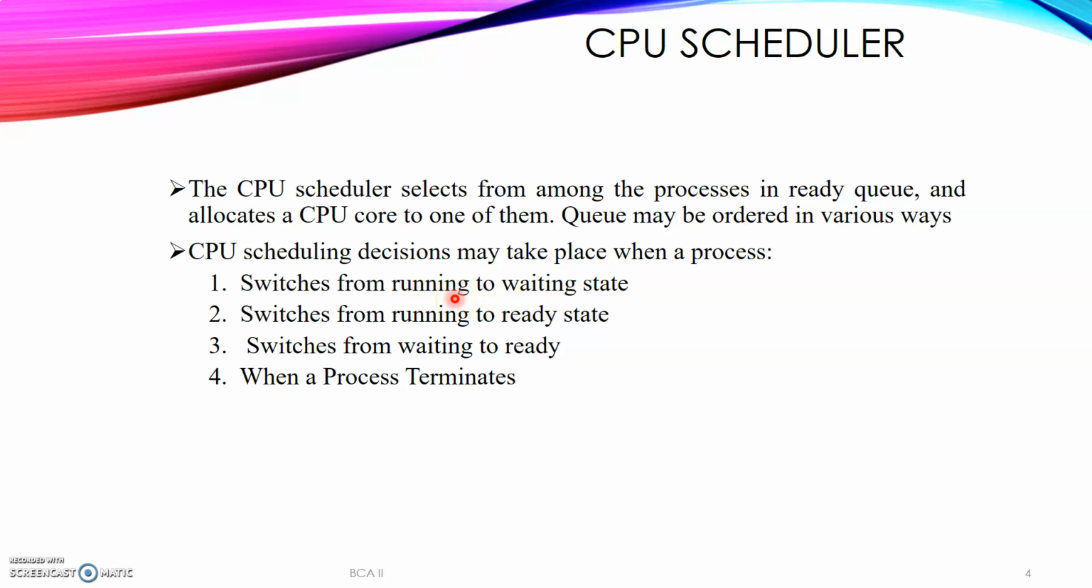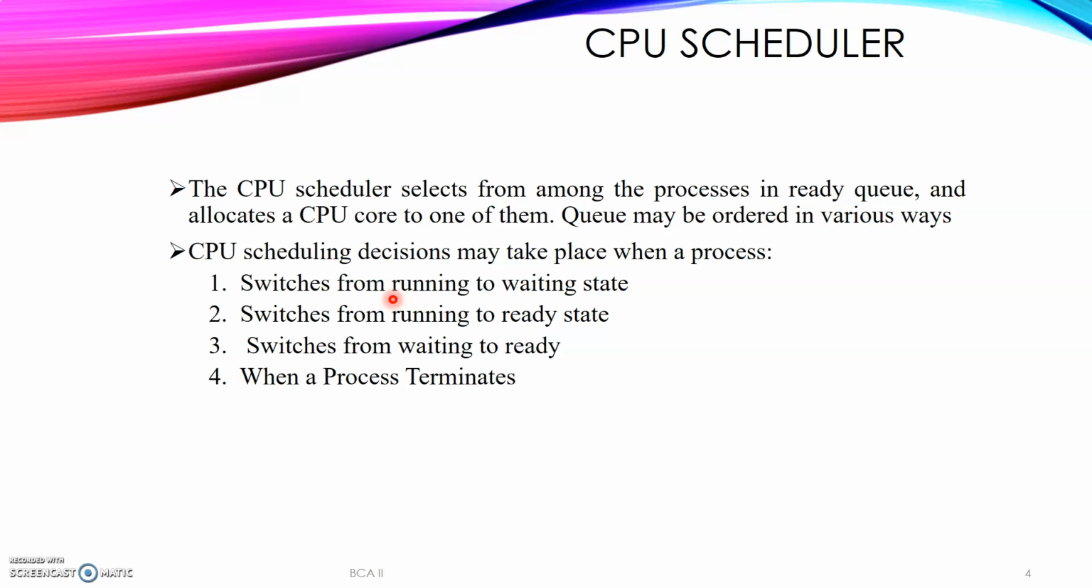I think this has already been made clear; we discussed it in detail in the previous classes. The running state is the state of currently executing the process, and the waiting state is the state in which the process is waiting to complete some input or output of data from the IO devices. So that is the first situation, in which the process switches from running state to waiting state.